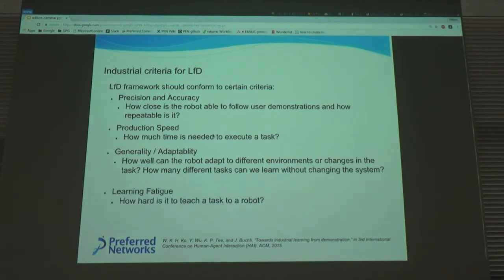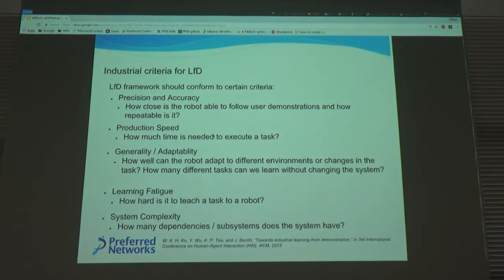Not only that, but learning fatigue is also a very important thing. You don't want to spend a lot of time teaching a robot a certain task. It should be very easy. And lastly, this would usually mean that you want low system complexity, because the simpler the system is to use, the easier it is to understand for non-experts. So learning fatigue will usually be lower in that case, and generalizability will also be higher because there will be less dependency. So it should, in theory, be easier to transfer the system from one platform to the other.